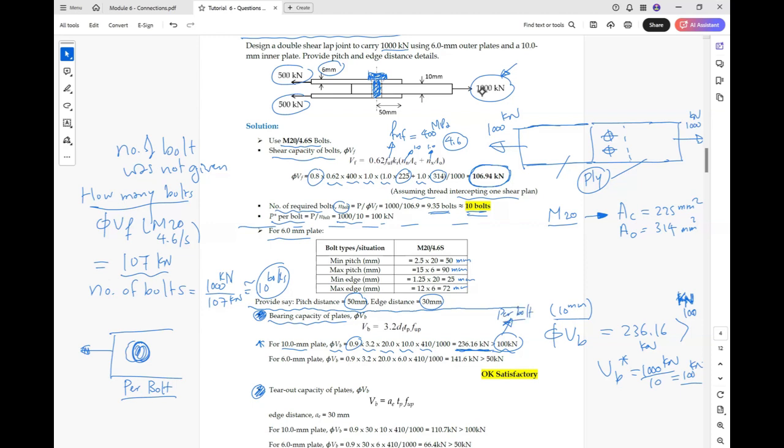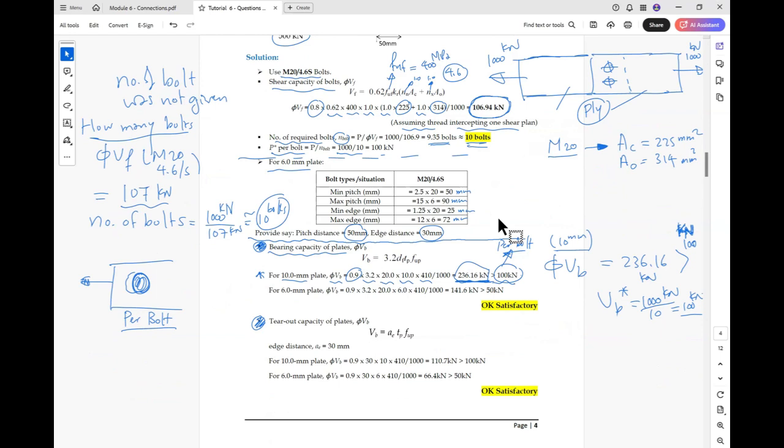Okay, so this is the capacity and this is the applied force. So if the capacity is more than the applied force, is it safe or not? Safe. Can you hear me, guys, or was I just lost? Yeah, all good.